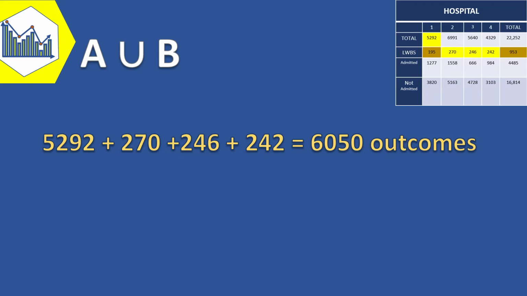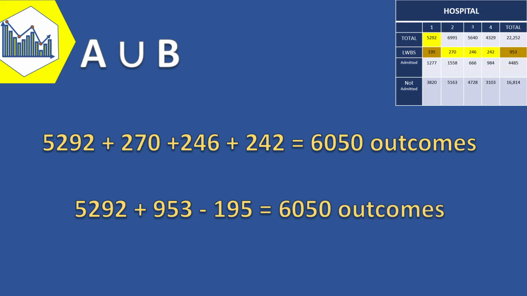number of visits in B minus the number of visits in the intersection of A and B. And by that I mean 5,292 plus 953 minus 195 that equals 6,050 again. Apart from all these definitions and examples, there is a question left.